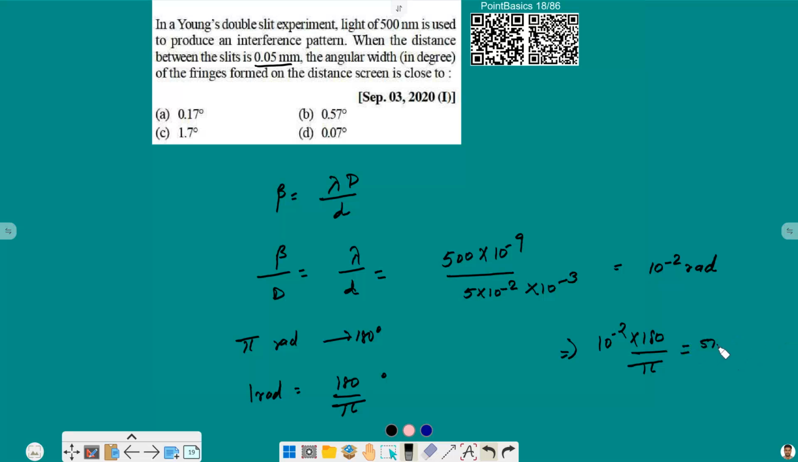57.3 into 10 raised to power minus 2 degrees, and it can be written as 0.573 degree. That is closest to option B. So option B is right here.